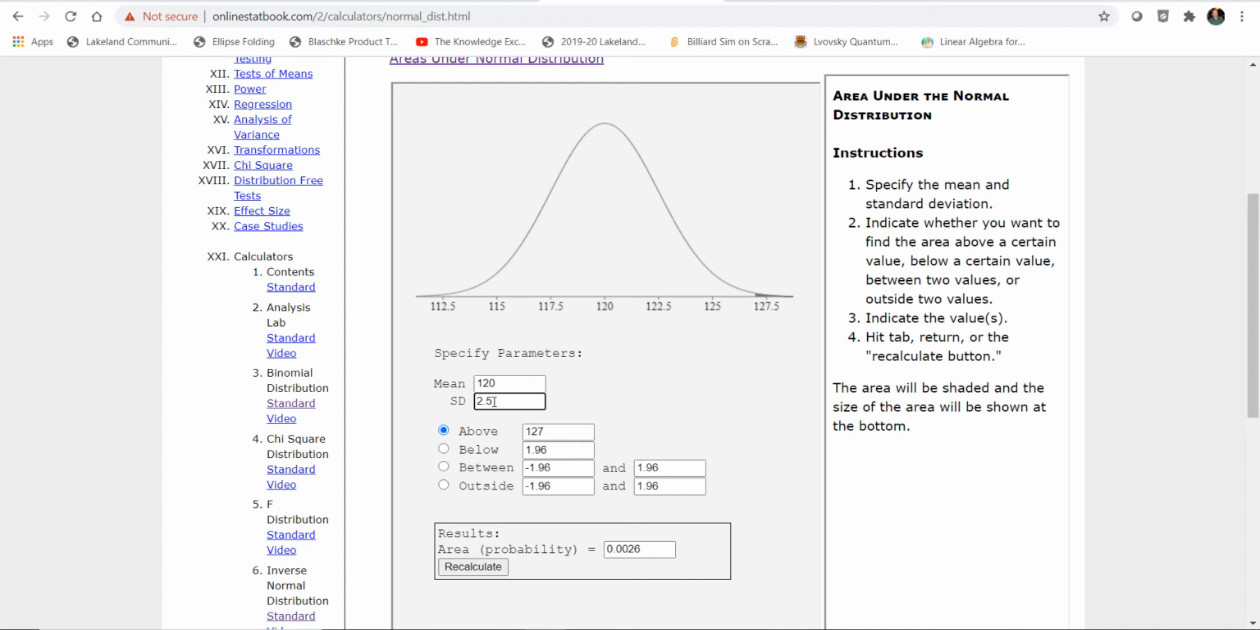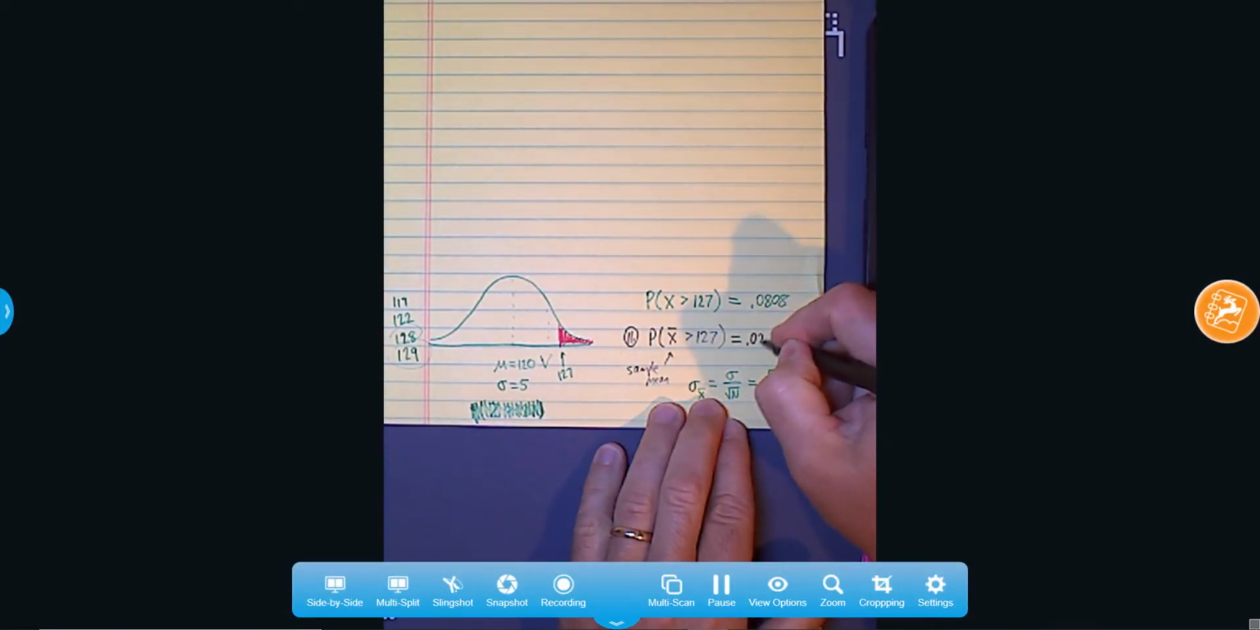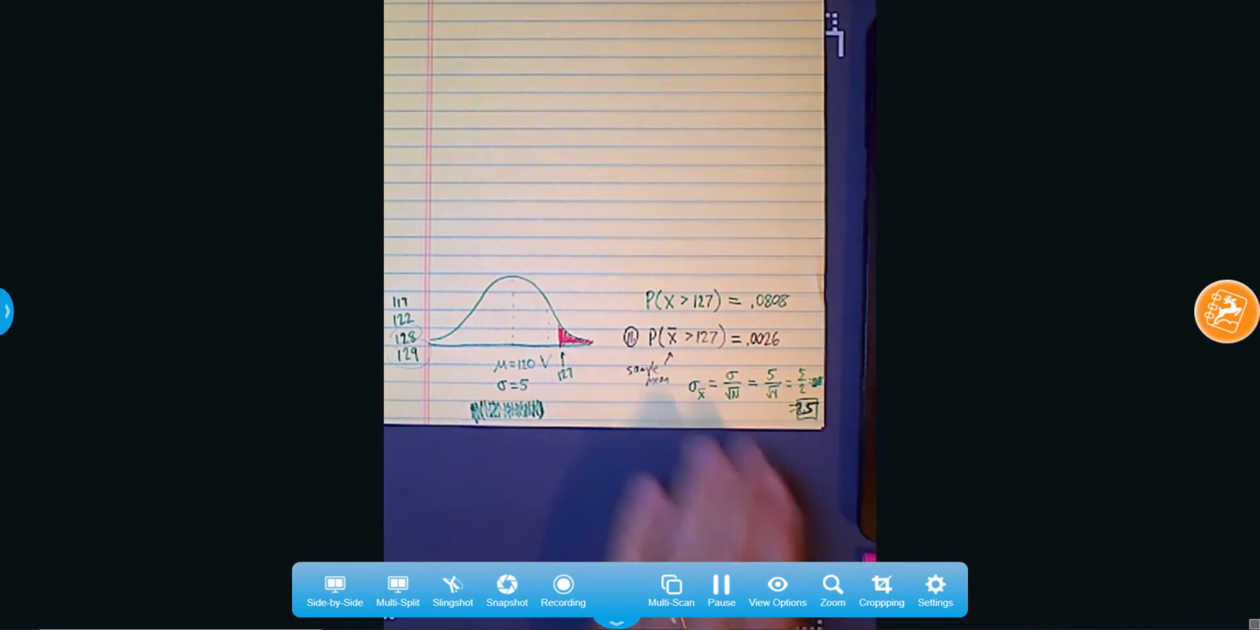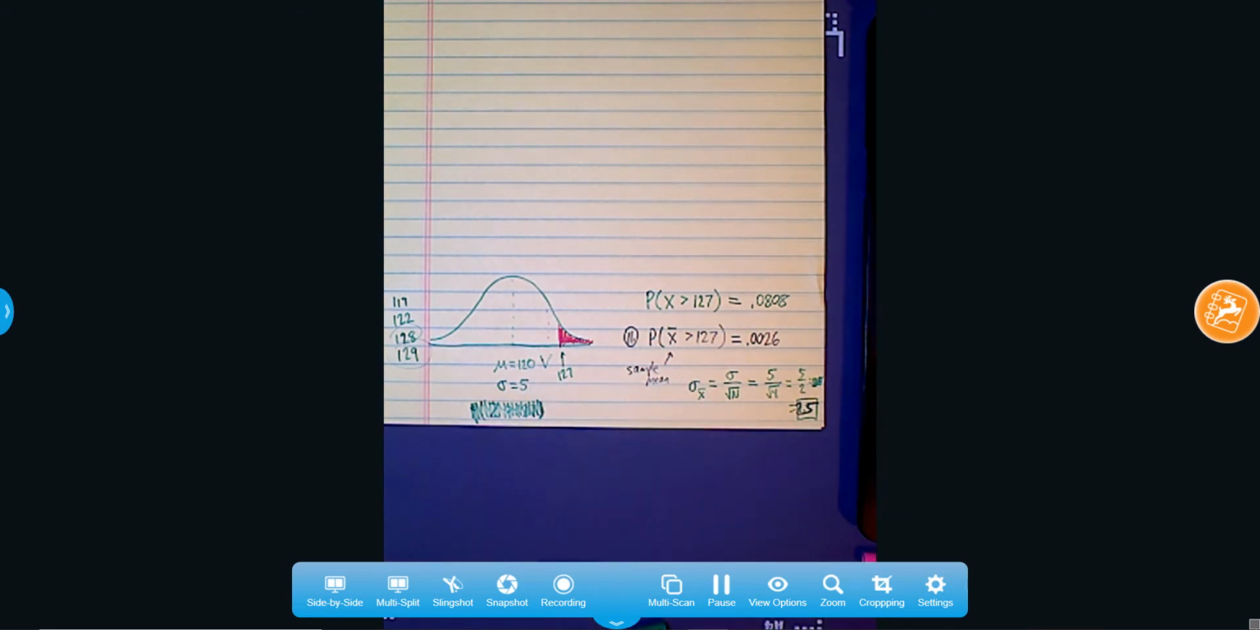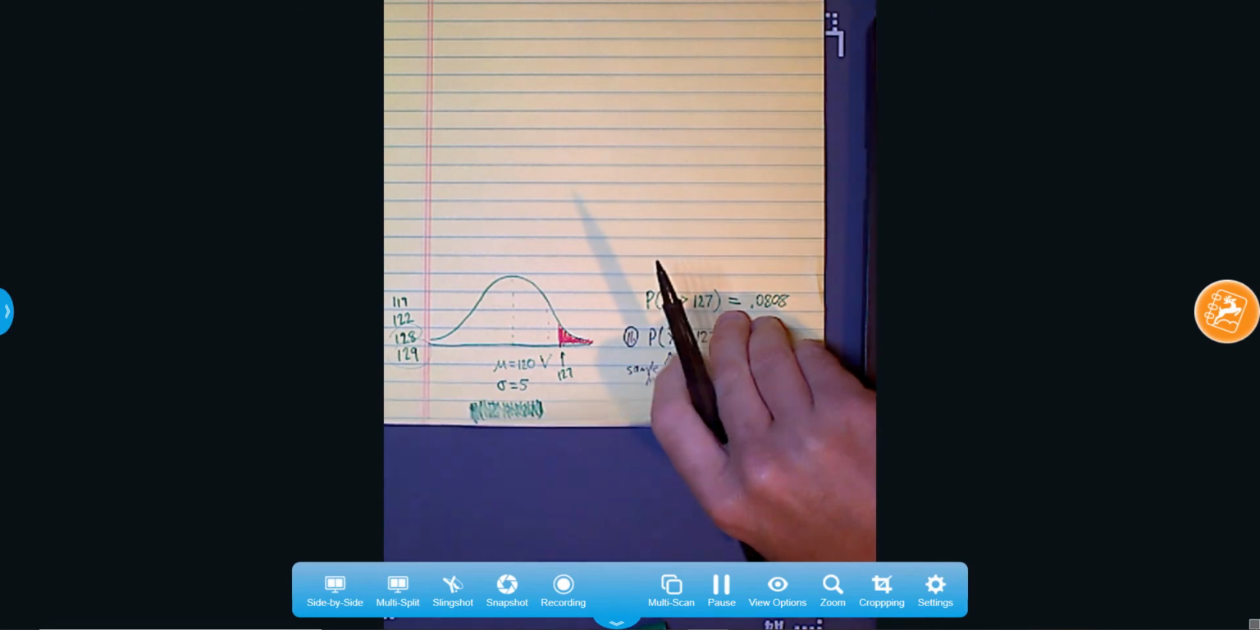And if you look, it's very unlikely, less than 1%, 0.0026. It's extremely unlikely that when you sample 4 of these, you would get a mean bigger than 127. This is why when you do experiments, you repeat them, right? As a matter of fact, we're going to try and turn the problem around today.